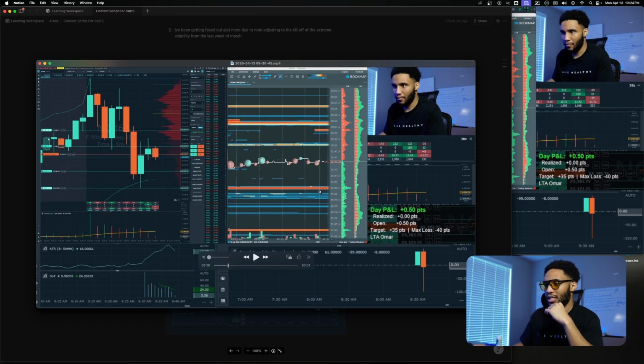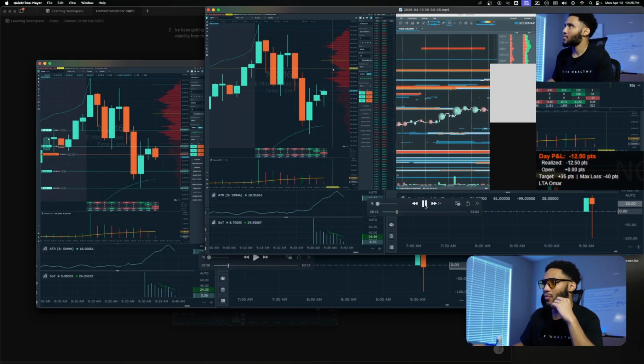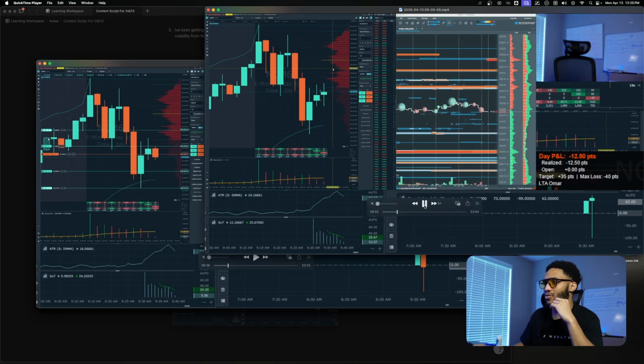So less aggressive plus not that much liquidity sitting here and more liquidity sitting up higher is probably the reason why we got the outcome that we did. I mean, you see price just kind of flies up and stops us out.